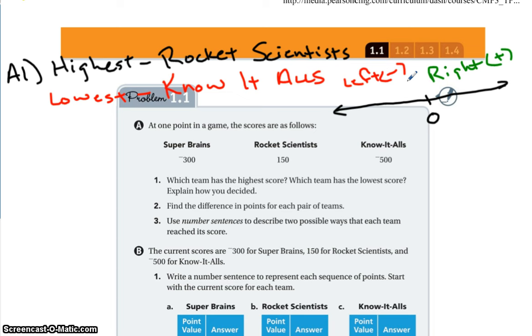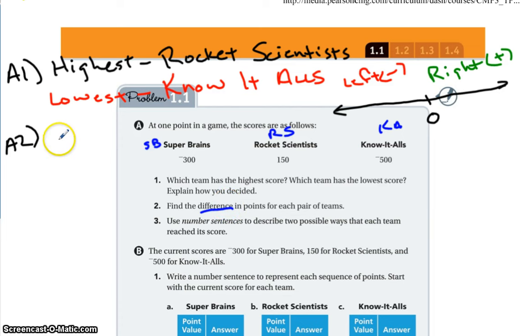So, let's take a look and find the difference. So for A2, let's find the difference for the number of points in each pair of teams. So we're going to start, and I'm going to do some abbreviating here. We're going to call the super brains BSB, rocket scientists will be RS, and the know-it-alls will be KA. All right? So find the difference for the number of points in each team. Difference meaning to be like a subtraction. Okay, that's normally what we think of when we see the word difference.